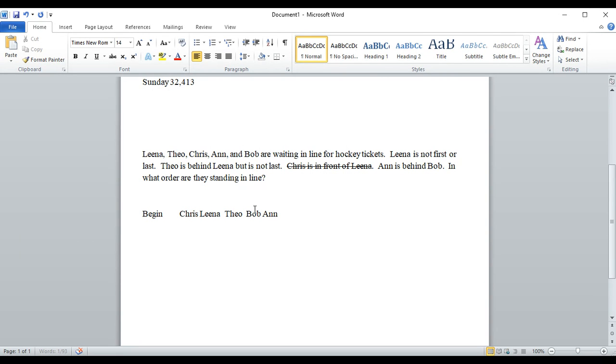So it must mean these two people have to be behind Theo because Theo is not last. So since Bob is behind Ann, this must be the way they've lined up. Chris, then Lena, then Theo, then Bob, then Ann. Okay? And so if I was wrong, I could have erased some of these and rearranged them and gone up there and checked again. Notice I did not just randomly type out names and then forget about it and not go back up here and read. So problem solving requires you to go up and reread the problem several times.